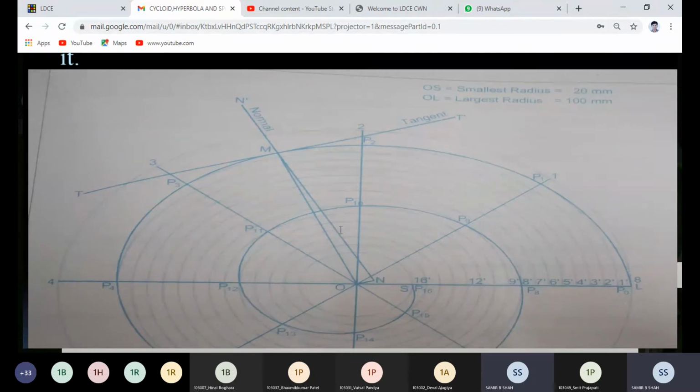The line MN, which is the hypotenuse of the right angle triangle MON, will be the normal to the Archimedean spiral at the given point M. Extend the line MN up to N dash. So NN dash is the normal, and draw the perpendicular line with respect to NN dash. It is the tangent TT dash. So TT dash is the tangent.